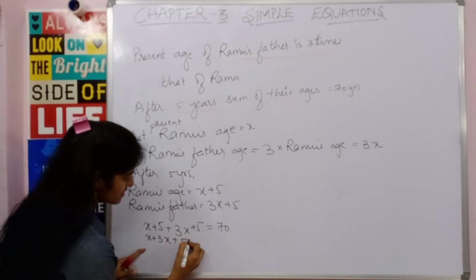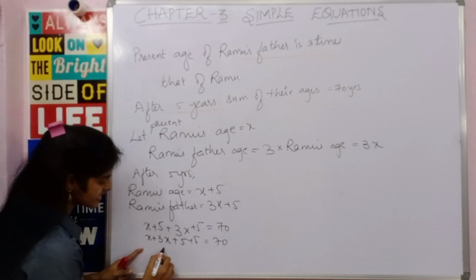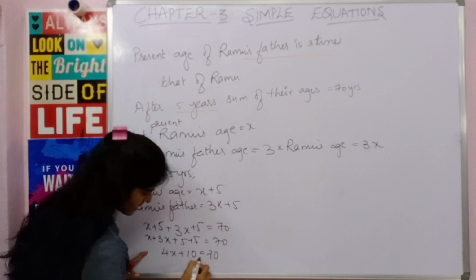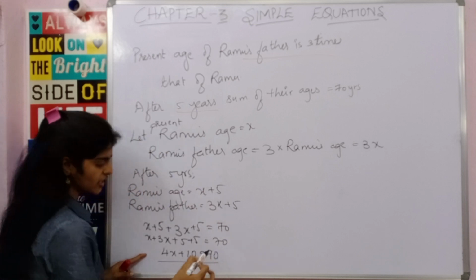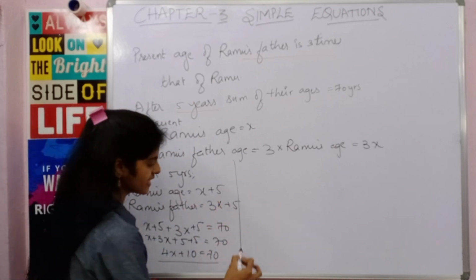You have x plus 3x plus 10 equal to 70. Okay, now x plus 3x is 4x, plus 10 equal to 70. So this is the algebraic equation you got. Now you have to solve for the value of x. Okay, so how do you solve it? Let us do it here.